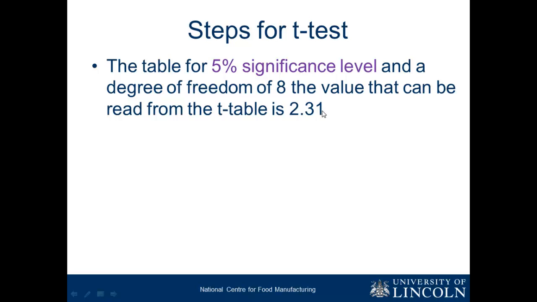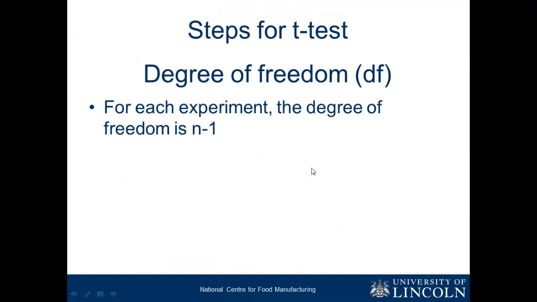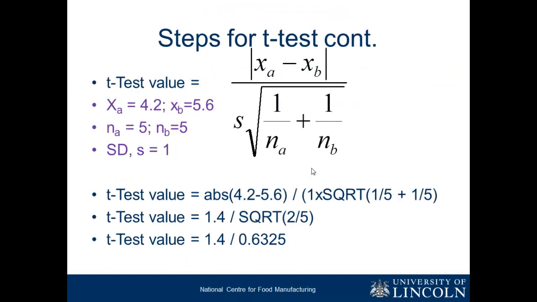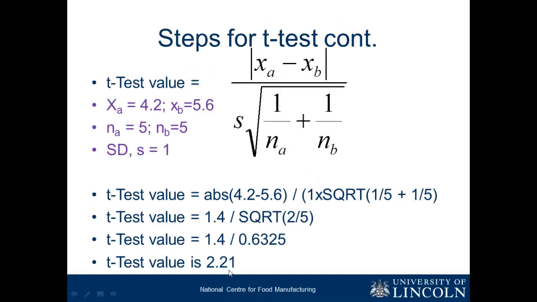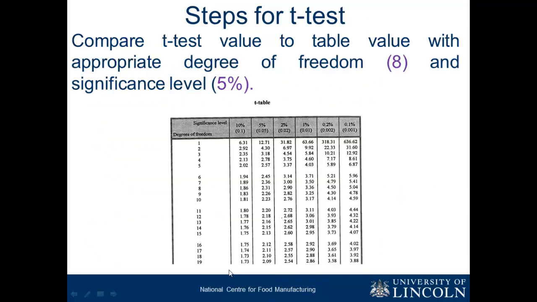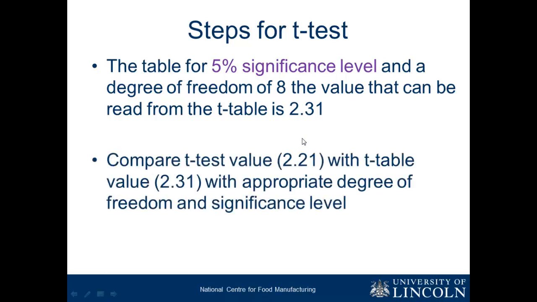And we already calculated our t-test value to be 2.21. Remember the formula that we used earlier? We use this formula to calculate our t-test value of 2.21. So what we now need to do is to compare the two together. From the statistical table, we have 2.31, and from the test value that we computed ourselves, we got 2.21. We need to compare the two.